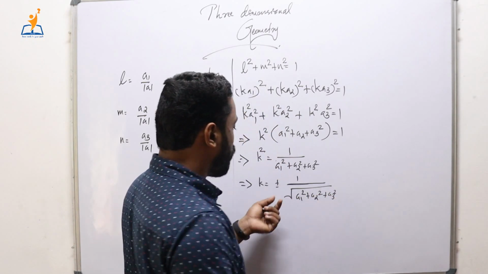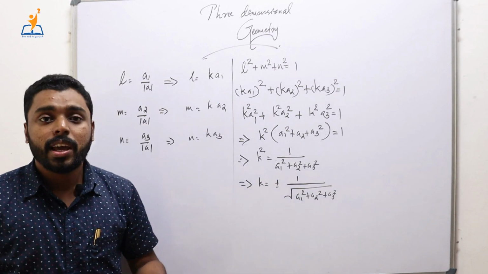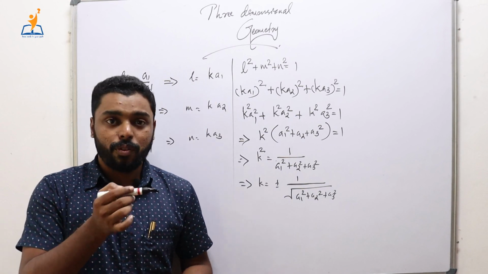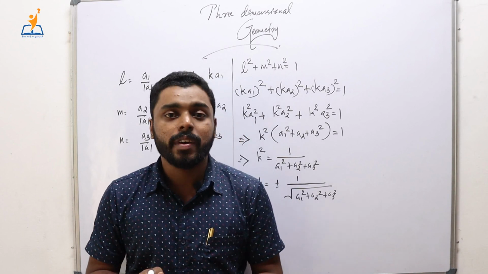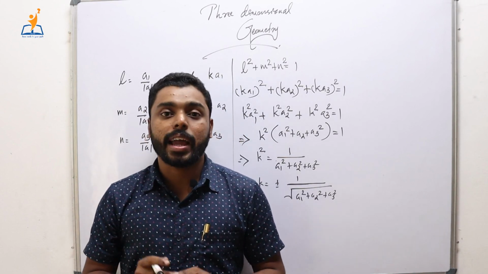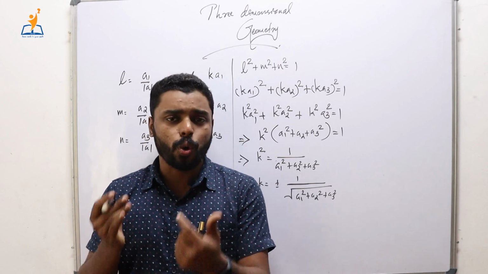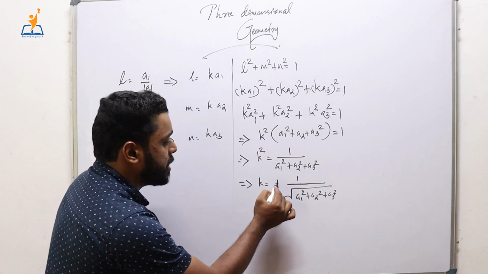We chose the plus or minus symbol to show that whenever we change the direction of measurement of the angle, that is, if we take the anti-clockwise direction as positive, then the clockwise measurement of the angle will be negative. So the sign will be reversed. Just to show that change in the sign, we put a plus or minus here.